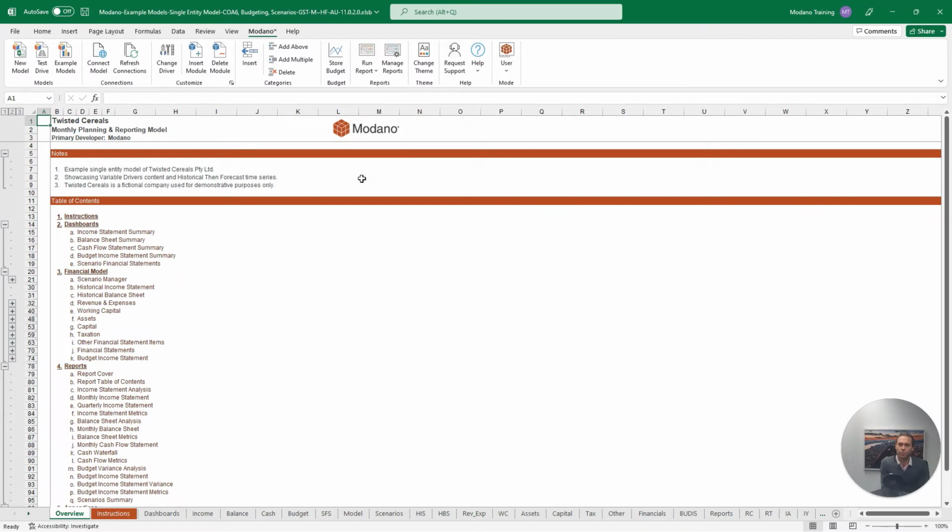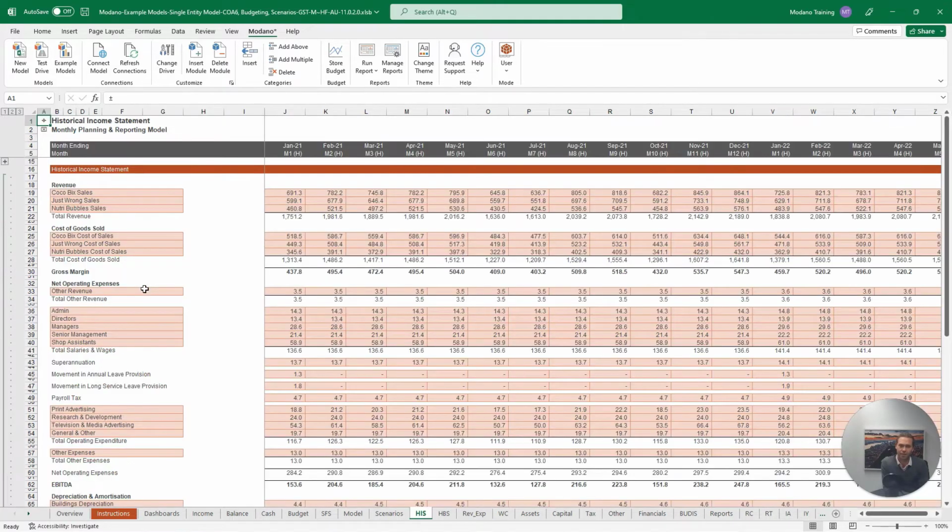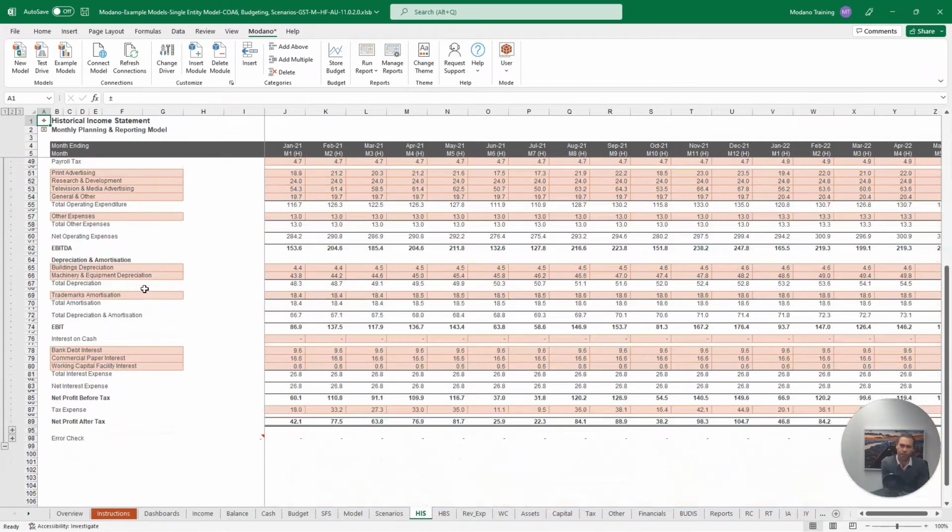Corporate taxation is one of the more complex parts of a financial model, so this video will provide an overview of corporate taxation concepts, each of which will be discussed in more detail in their own separate videos. When your historical corporate taxation information is brought into your financial model via your accounting package, historical tax expense is brought into the historical income statement and is located at the bottom of the sheet between net profit before tax and net profit after tax.